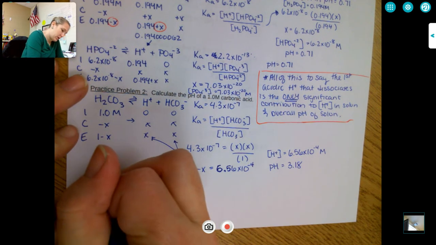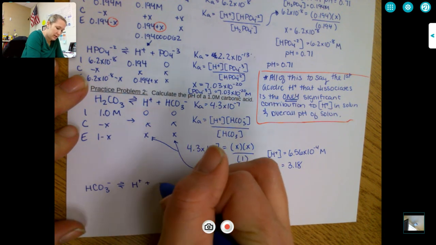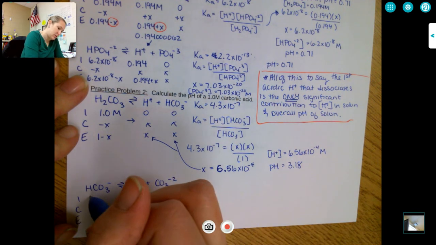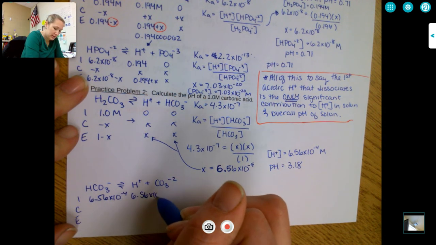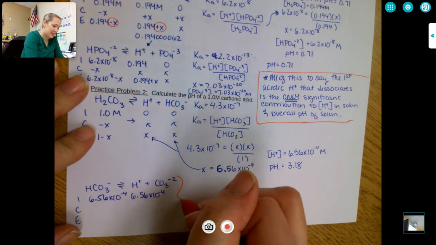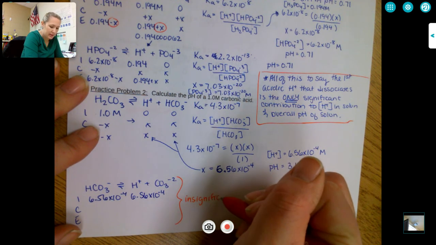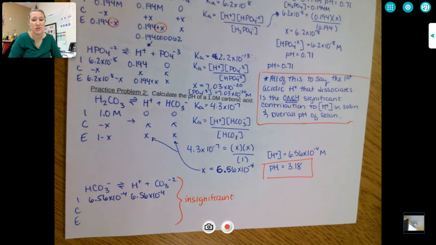We could go through and say, well, now we dissociate off another hydrogen ion. And we could say that this is our starting concentration. Or you could say, you know what? This we just proved up here is insignificant. So we don't have to. And we can just say that the only one that really matters is the first one. And the pH is 3.18. So that is the pH of our solution. So we'll continue to practice that in class, and you'll be pros by the end.